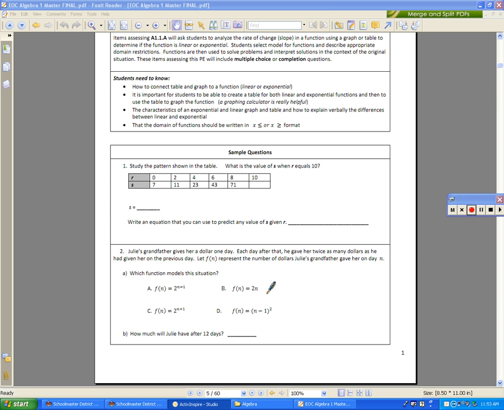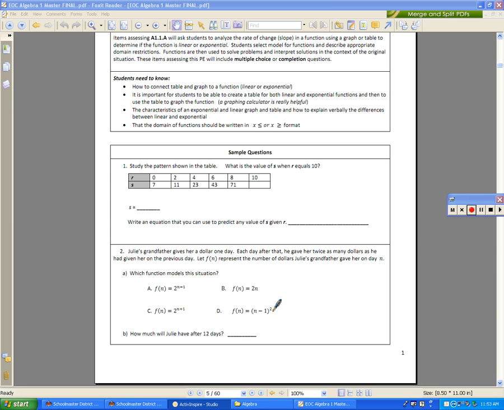So now we can just kind of guess and check with one of these things right here. If I plugged in 1 right here, 1 minus 1 would be 0, and 0 squared is 0. So this would be like saying on the first day she got no money, which is not the case. So that one's out. So it's either this one or this one.